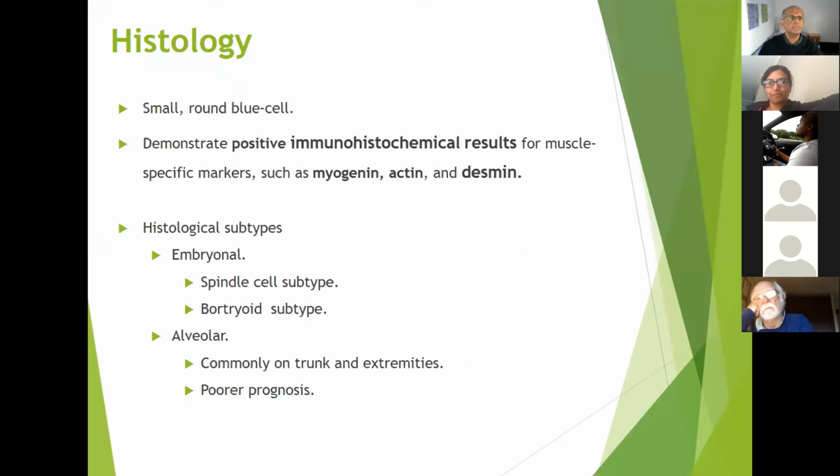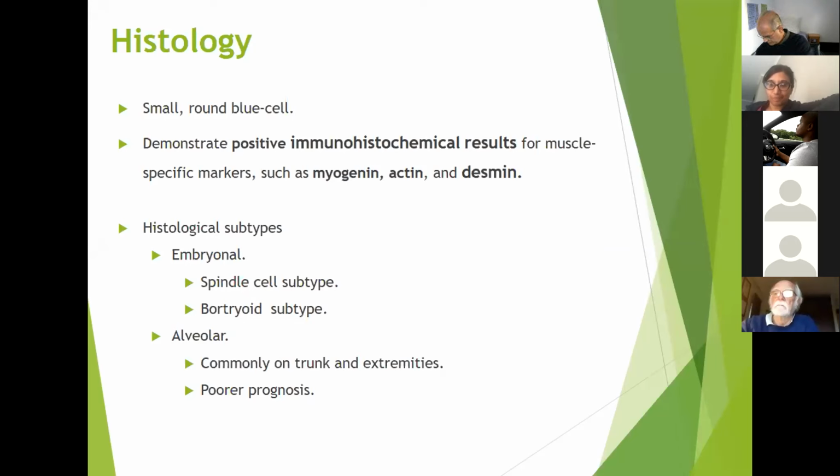Okay, so histology. It is described as small round blue cells, like most of our pediatric tumors. But what really demonstrates that it's a rhabdomyosarcoma is the immunochemistry, where you want to see if they are positive for desmin, actin, and myogenin. Those are the specific markers that you can pick up on your immunochemical results.